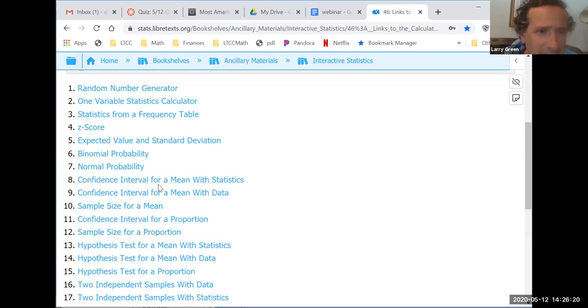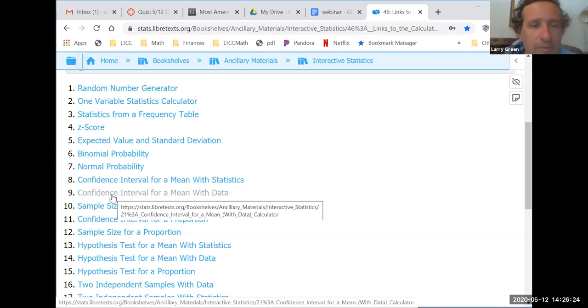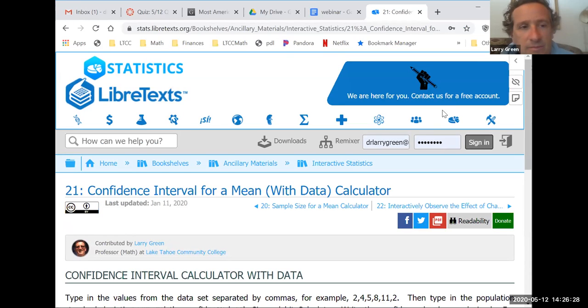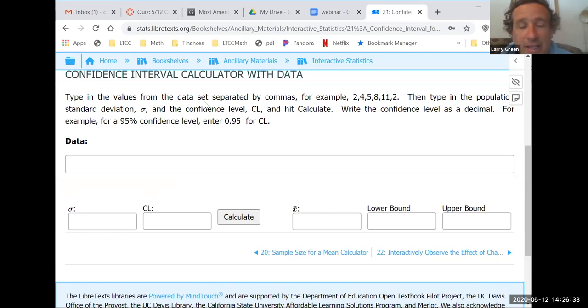Okay, so what I'm gonna do is I'm gonna go to a confidence interval for a mean with data. We're gonna pop it into a calculator. And let me read this because you're gonna have to know how to do this too. So type in the values of the data set separated by commas. So now I have to go to the chat box and get all the data values.